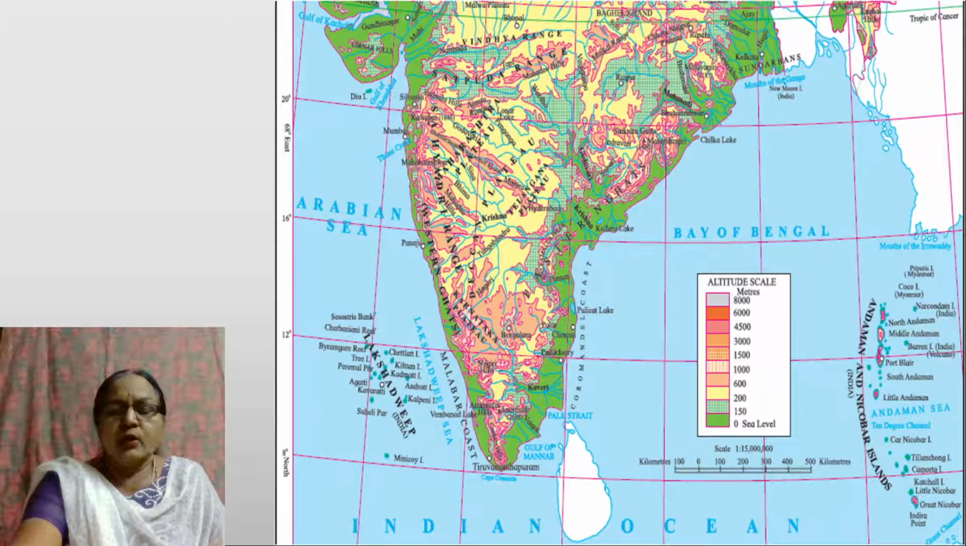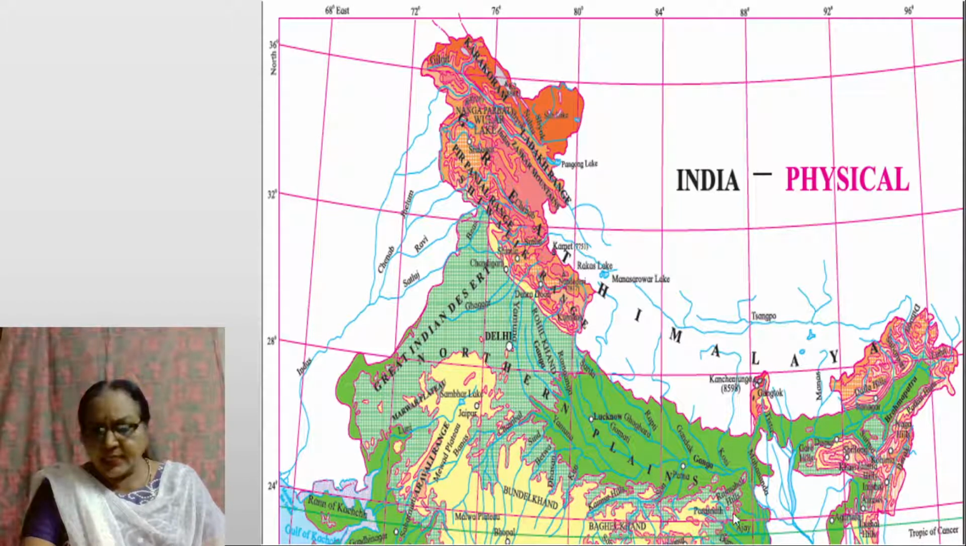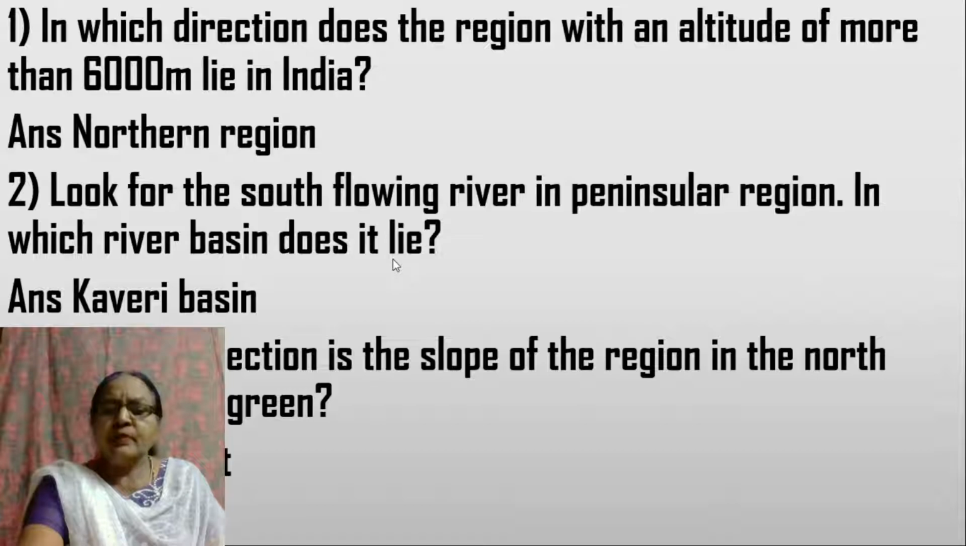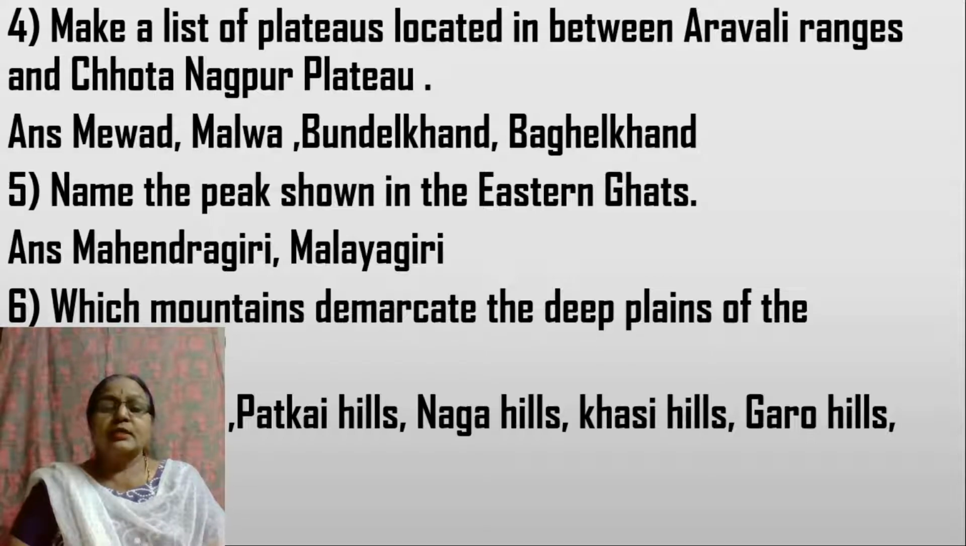Okay. Now, same. We have the Aravalli Ranges here and Chota Nagpur Plateau is here. Can you see Rajmahal Hills? So, in between you have many plateaus. That is, you have Bundelkhand Plateau, we have Malwa Plateau, then we have Bhagelkhand Plateau. Okay, so what are the plateaus here between the Aravallis and the Chota Nagpur Plateau? It is Mewar, Malwa Plateau, Bundelkhand and Bhagelkhand.